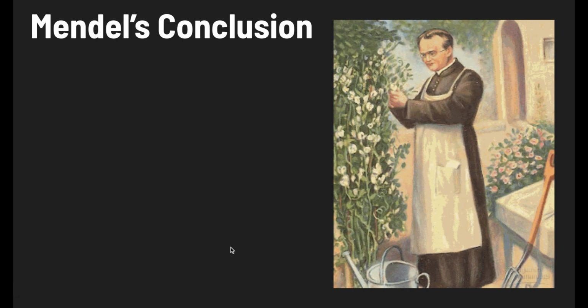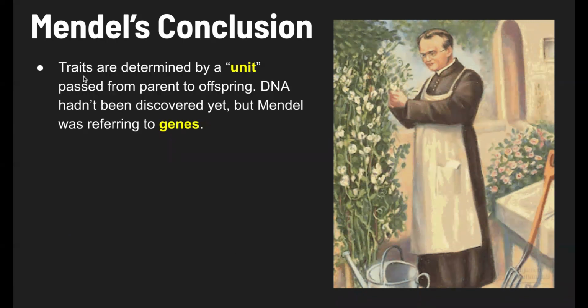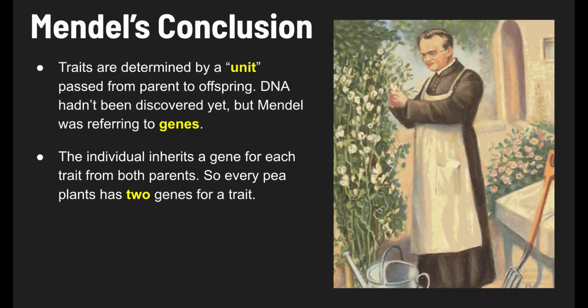So what did Mendel conclude from all this? He said that traits are determined by a unit. That was his term, a unit that's passed from parent to offspring. So he's saying there's something that's getting passed from parents to offspring, and I'm calling that a unit. Now, in Mendel's time, remember this was the 1800s, DNA hadn't been discovered yet. We now know that what he was really referring to were genes. The individual inherits a gene for each trait from both parents. So every pea plant has 2 genes for a trait.